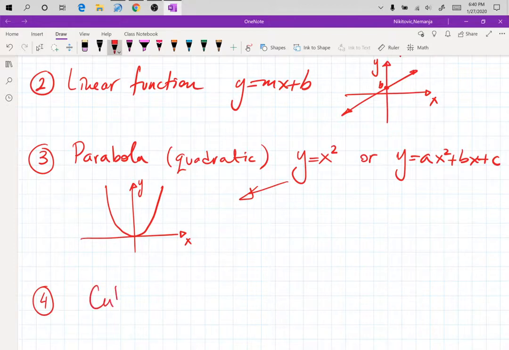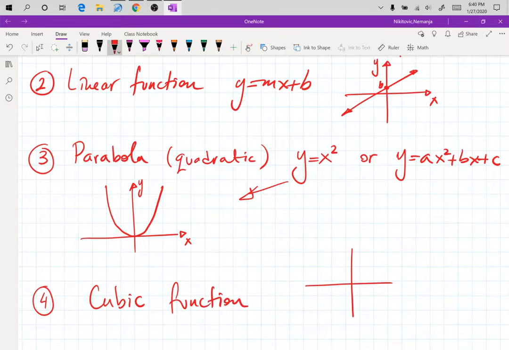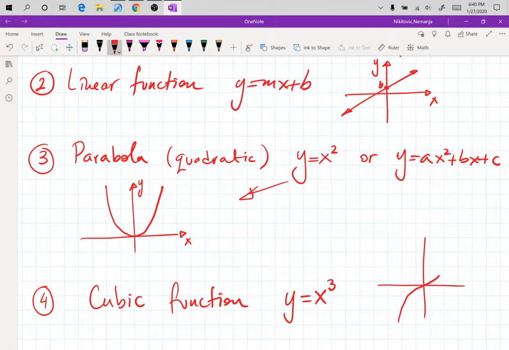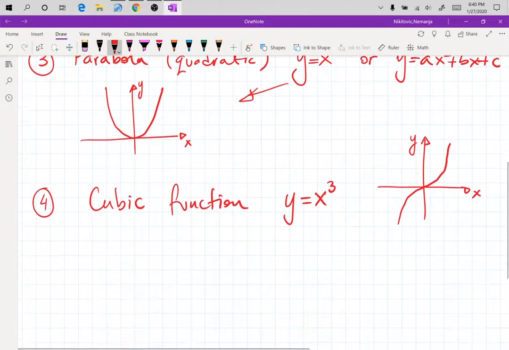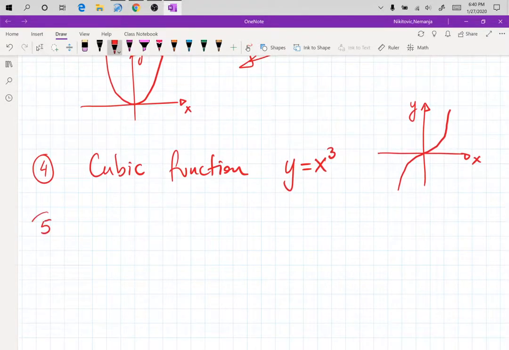Number 4, cubic function. That one in its original form is y equals x cubed. And its original graph is this squiggle that goes through the origin like that. Then there is also fourth power, fifth power, sixth power. It's called polynomials. That's for chapter 2, so we don't have to worry about those now.